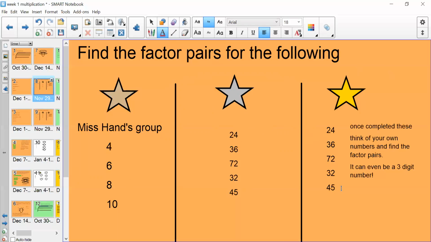They're the same numbers, but if you're going to do the gold one, you can challenge yourself by then thinking of your own number and trying to find the factor pairs of your own number. And it could even be as high as a 3-digit number to challenge yourself. So you can pause the video, take your time doing these. There's no limit. I'd say about 20 minutes, but as long as you need to see if you can work out the factor pairs of these numbers.